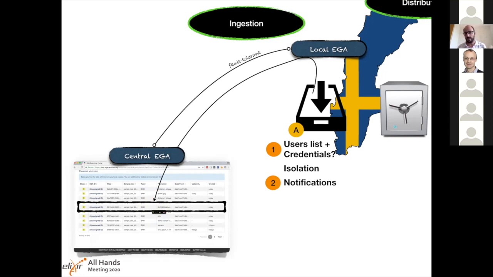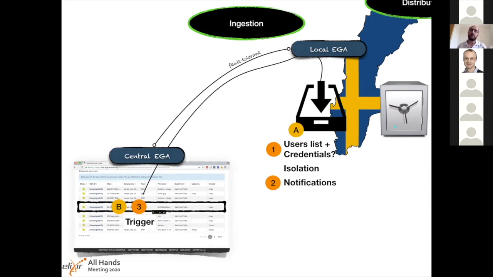In case they want to include that file into their submission. And so the second step would be to go and do a submission, so that you construct the metadata related to those files, but the files are in another country. So after that, there is a trigger from Central EGA that says, find the file in the inbox, move it to the vault, and then tell us when you are done.